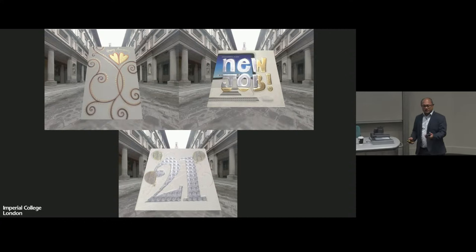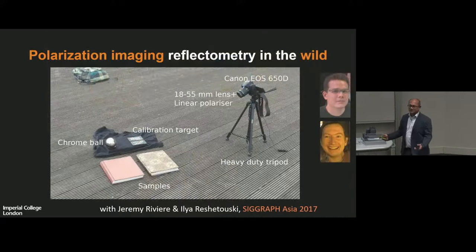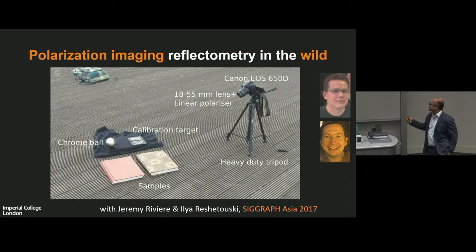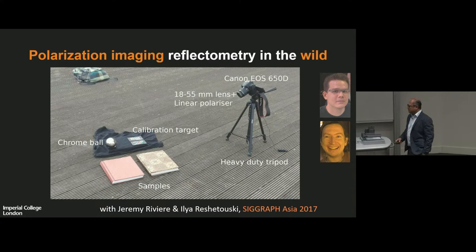So this is what you can do when you are indoors and you can control the illumination with your device, which is, in this case, a flash on a phone or a mobile device. What if you're outside? So in a follow-up project with Jeremy, in collaboration with my postdoc at the time, Ilya Rishtuski, we started looking at a computational photography technique.